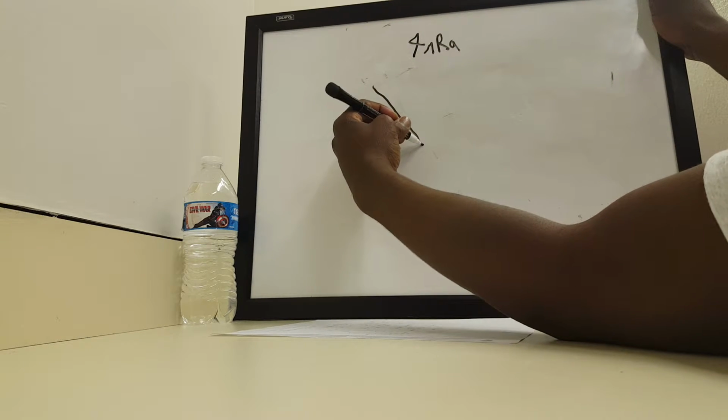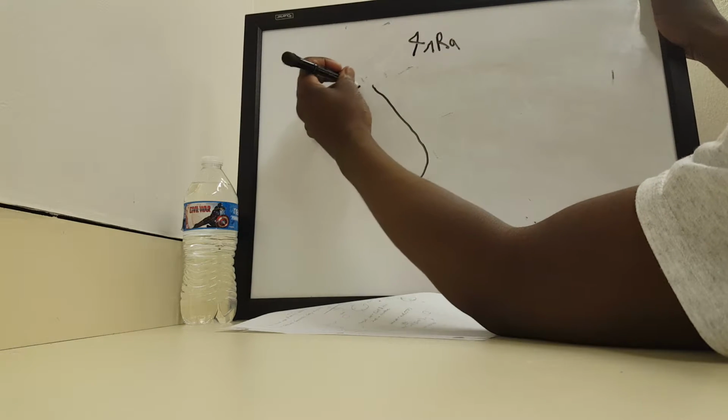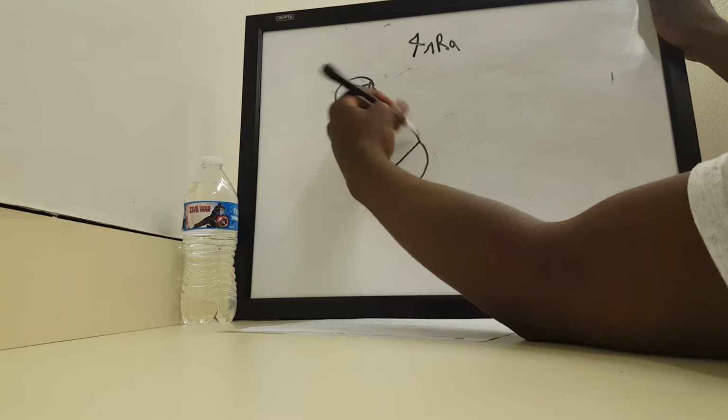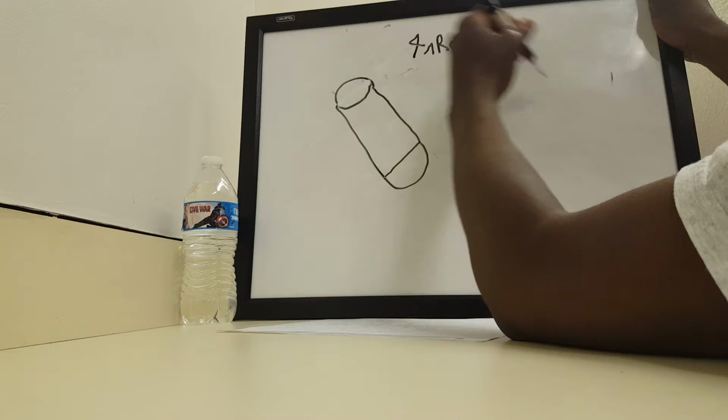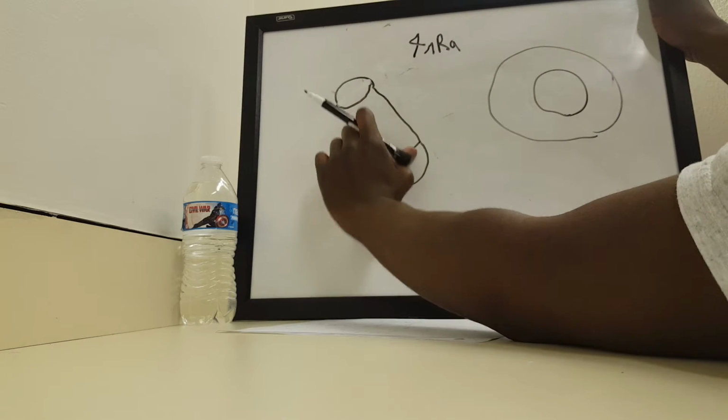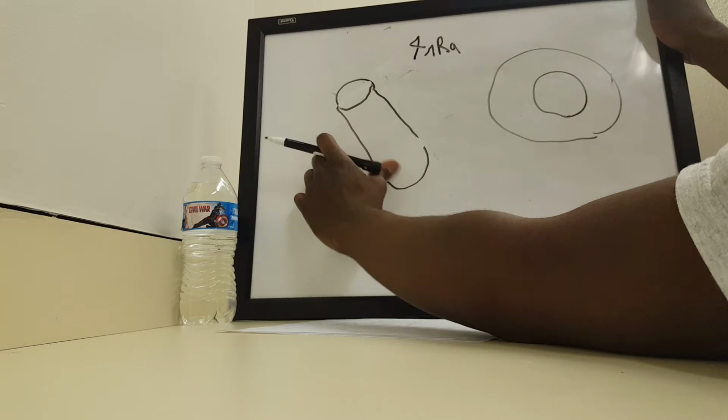Now, as we were able to compare the cross section of a torus to a rectangle, we can do the same as far as comparing the torus itself, the actual donut, to a cylinder. It's basically the same thing. We found the area for each, and we can now compare the two.